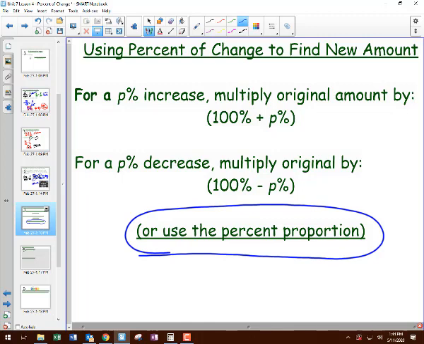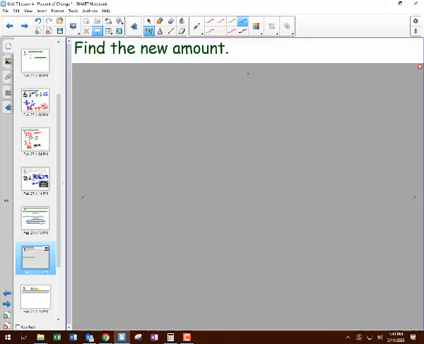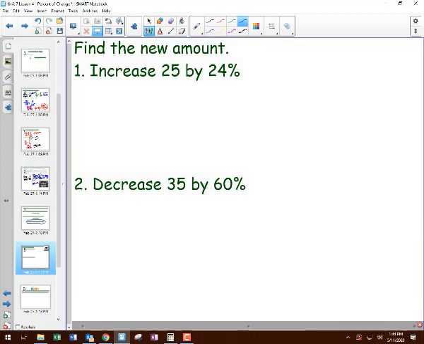Let's talk about this for a minute. For a percent increase, multiply the original amount by 100% plus the percent change. Okay? And for a percent decrease, multiply the original by 100% minus the percent change. Okay? So let's go ahead and just jump right into something here. And I think we can make it make sense here.